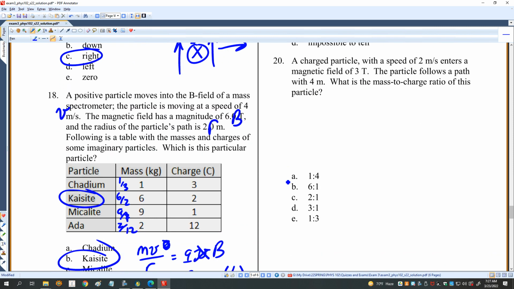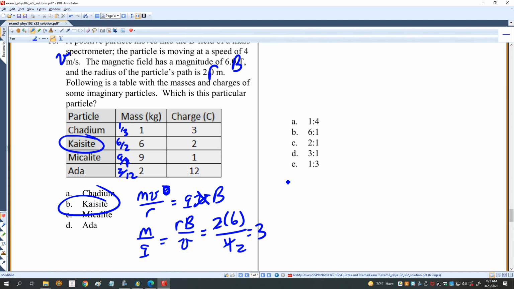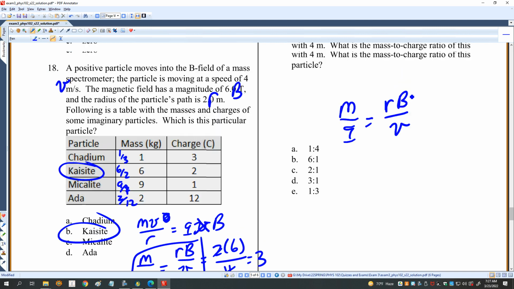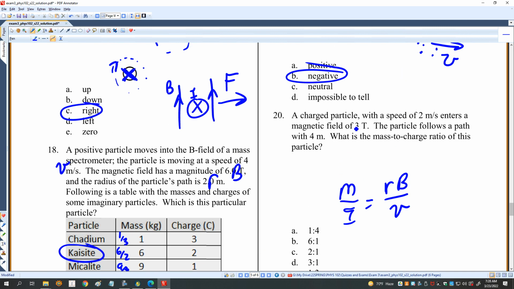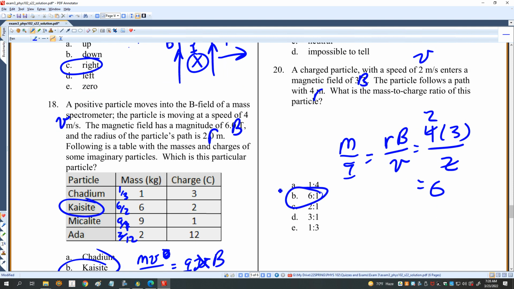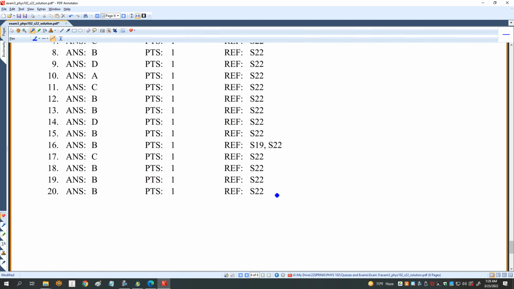Okay, here's another one. I just want to know the mass to charge ratio of this. Look, I already have that equation derived over here. So the mass to charge ratio is r B over v. Let's see, this is r, B, v: 4, 3, 2, 6 to 1. So B is the right answer for number 20. All right, that's the end.